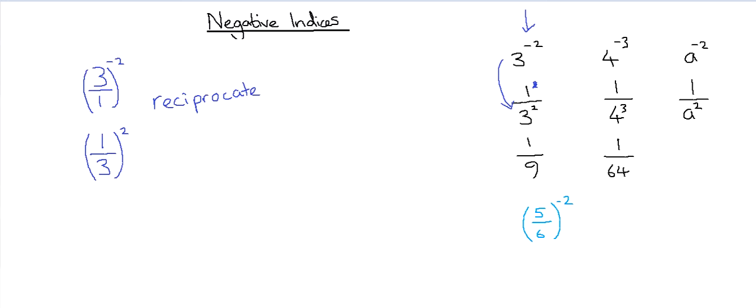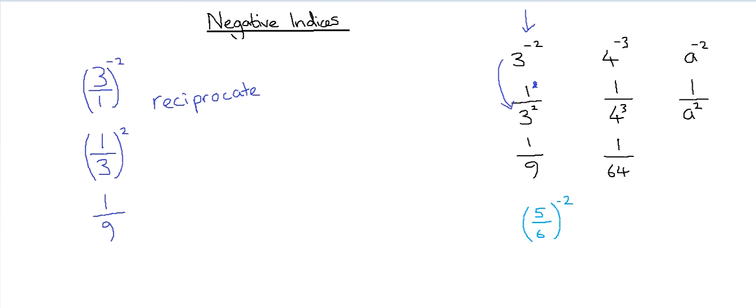So when you see a negative index, you've got to think, oh, that's when I reciprocate. And actually, this means 1/3 squared. So 1/3 times 1/3. 1 times 1 is 1, and 3 times 3 is 9. So why do we always put the squared there? It's because 1 squared is always 1.